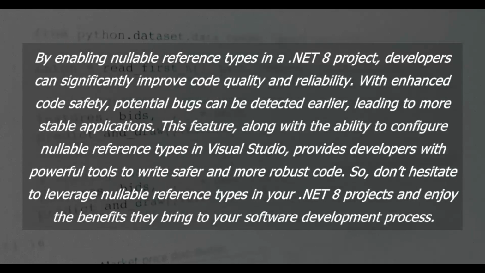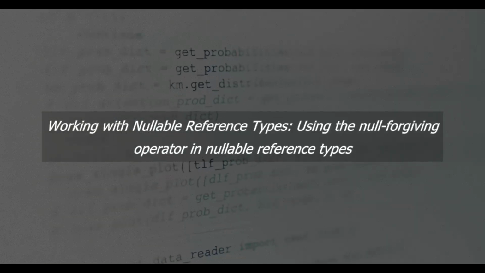By enabling nullable reference types in a .NET 8 project, developers can significantly improve code quality and reliability. With enhanced code safety, potential bugs can be detected earlier, leading to more stable applications. This feature, along with the ability to configure nullable reference types in Visual Studio, provides developers with powerful tools to write safer and more robust code. So, don't hesitate to leverage nullable reference types in your .NET 8 projects and enjoy the benefits they bring to your software development process.